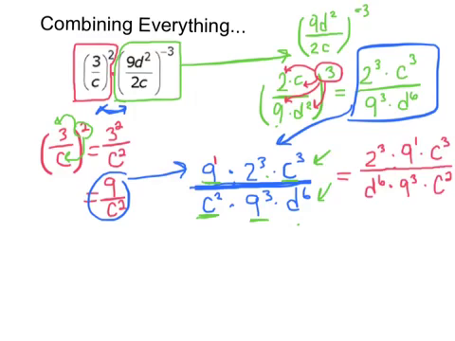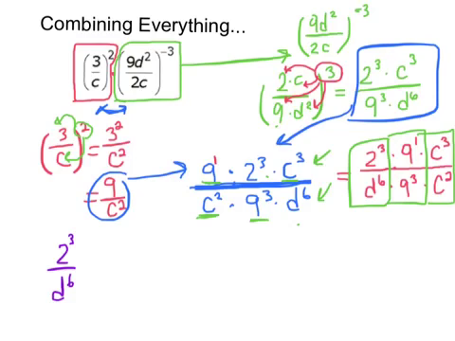Okay, now I have all these columns, so I have a column, column, and a column, and I can treat those as three different problems. And so the three different problems that I have now are as follows. So I have 2 to the third power over d to the sixth power times 9 to the first power over 9 to the third power times c to the third power over c to the second power.